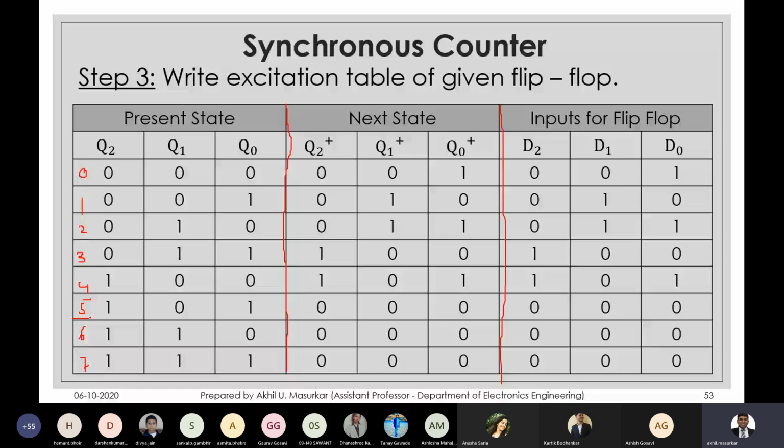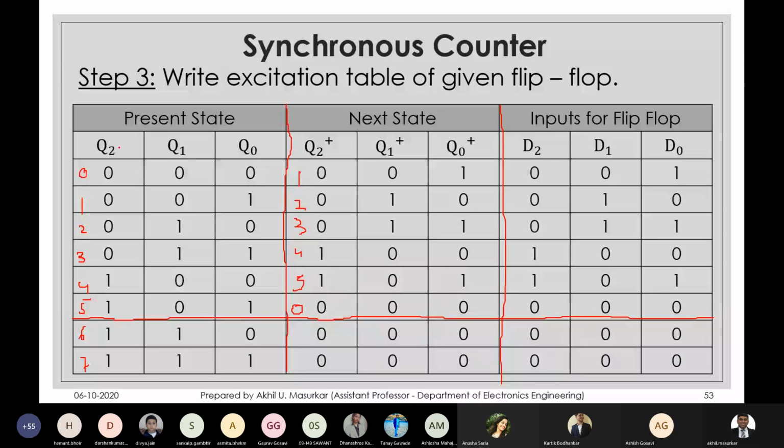We are expecting our mod 6 counter to count only from 0 to 5. So the valid states are 0, 1, 2, 3, 4 and 5. Now you can see the next state of the valid states, from 0 to 5. The next state of 0 is 1. The next state of 1 is 2. Next state of 2 is 3. Next state of 3 is 4. Next state of 4 is 5. Next state of 5 is 0.